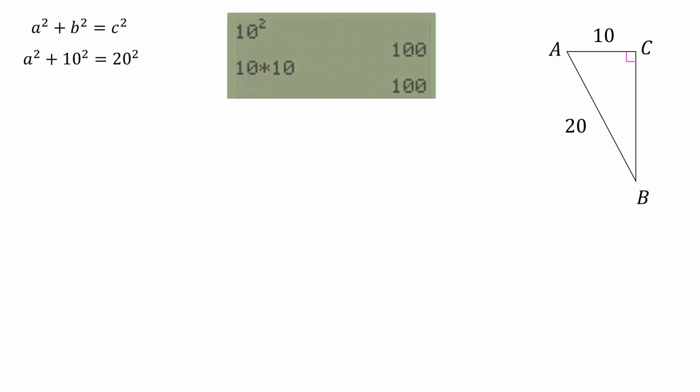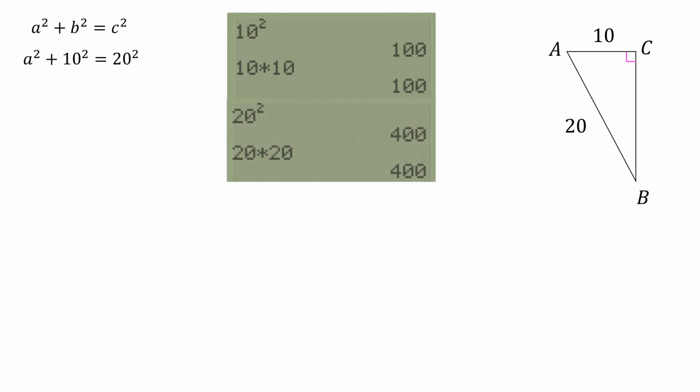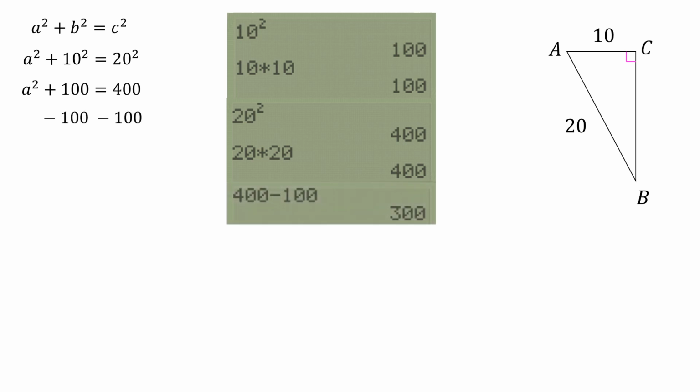Now, also remember, using a calculator for 10 squared, I could also do 10 times 10. Same thing with 20 squared. I could do 20 times 20. So I've got 100 for 10 squared. I got 400 for 20 squared. Again, since I'm looking for a leg, I actually end up subtracting. Right? And so, oh my goodness, a squared is just 300.